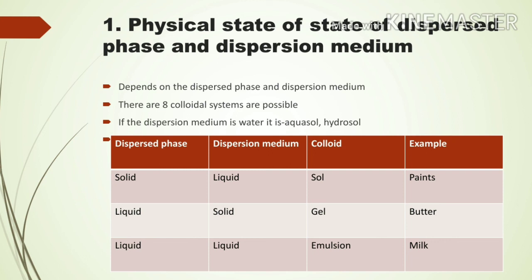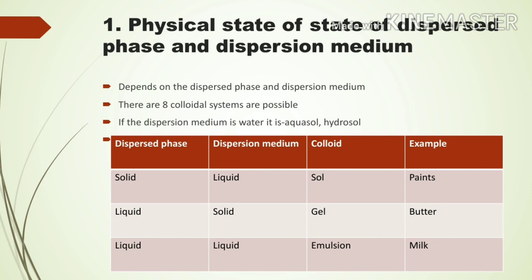If the dispersed phase is solid and the dispersion medium is liquid, we get the colloidal system of sol. S-O-L, sol. An example of sol is paint.